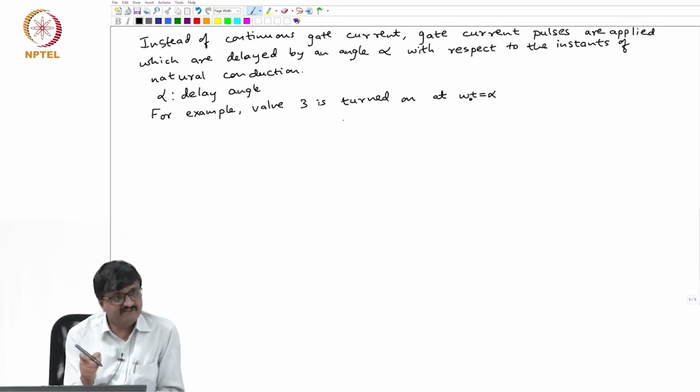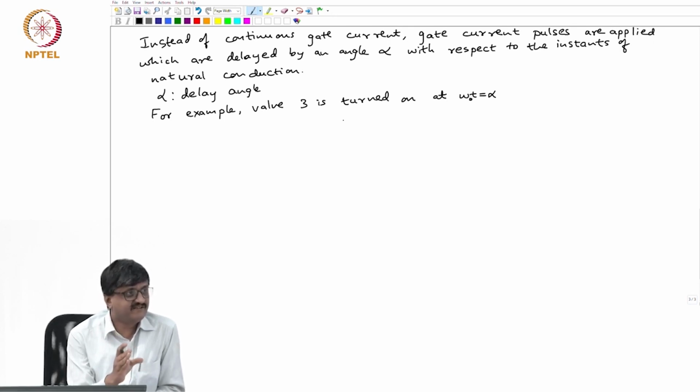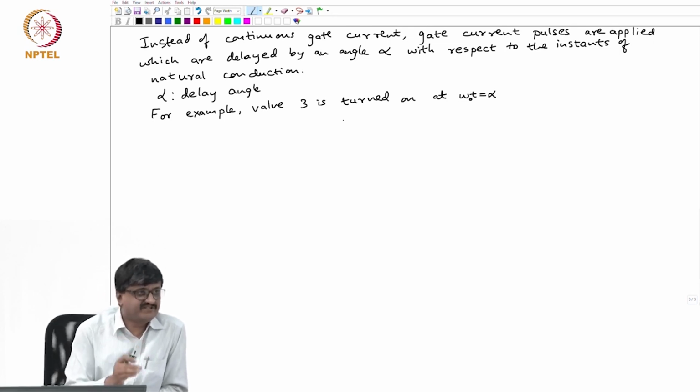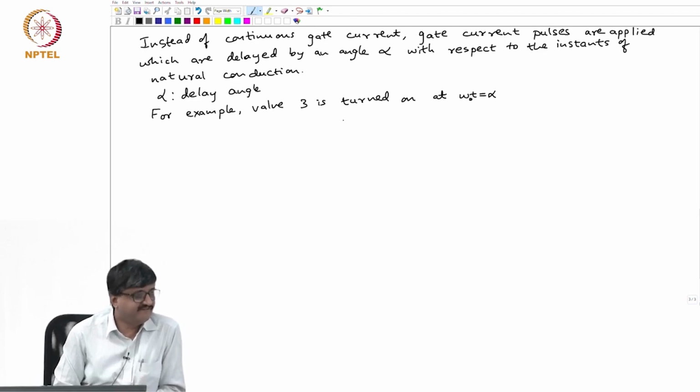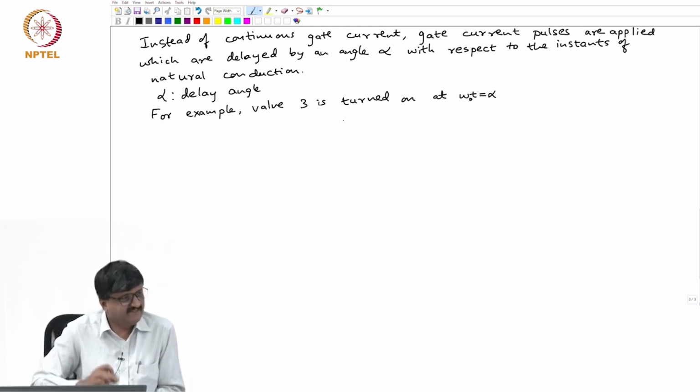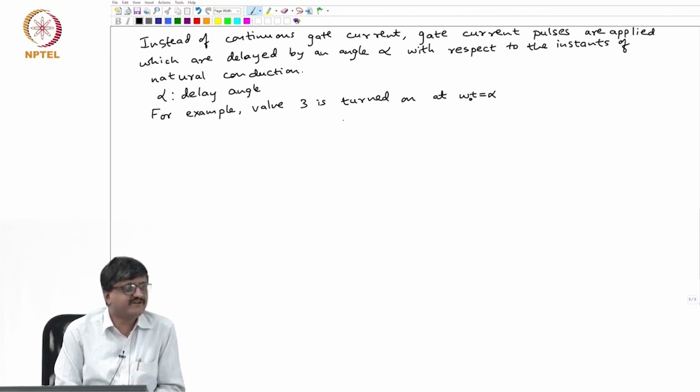Now, this is irrespective of whether I give continuous gate current or gate pulse. Initially, to explain the operation, I considered continuous gate current, as if all valves are working as diodes. But irrespective of continuous gate current or gate pulses, as soon as valve 3 is turned on and starts conducting, valve 1 will turn off, and one can verify that it is reverse biased. Is it not reverse biased?